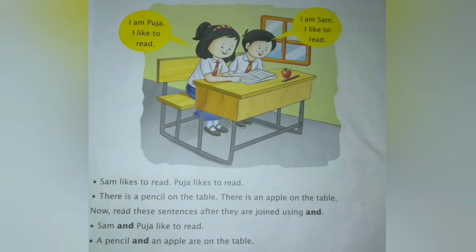Now, a single connecting word, and, combined all those words. Or else you have to write like, there is a pencil on the table, there is a book on the table, there is an apple on the table. But now, in one sentence, a pencil, a book and an apple are on the table. Single sentence. This is how we connect sentences by using the connecting word and. And is a connecting word. Once again, and is a connecting word.